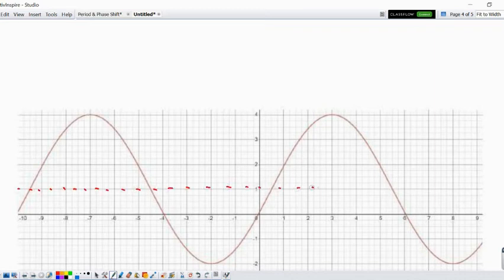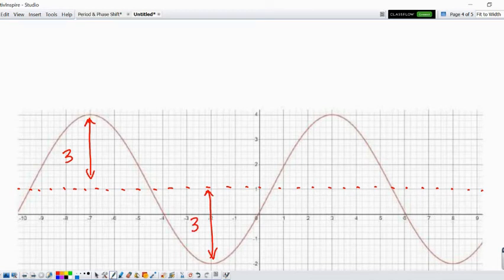Midline looks like 1, so we've got a vertical shift of +1. Our amplitude, remember we can just look at that on the graph. So it looks like 3 units whether we go up or down from the midline. So our amplitude is 3.